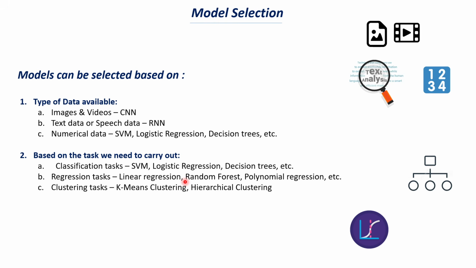If the task you are performing is a clustering task, then obviously we go with k-means clustering and hierarchical clustering. These are unsupervised learning models where we don't need labels at all. These models try to group the data based on their similarities. So you can choose your model based on the data that you have and the task that you want to perform. These are a few factors upon which you can select your model.